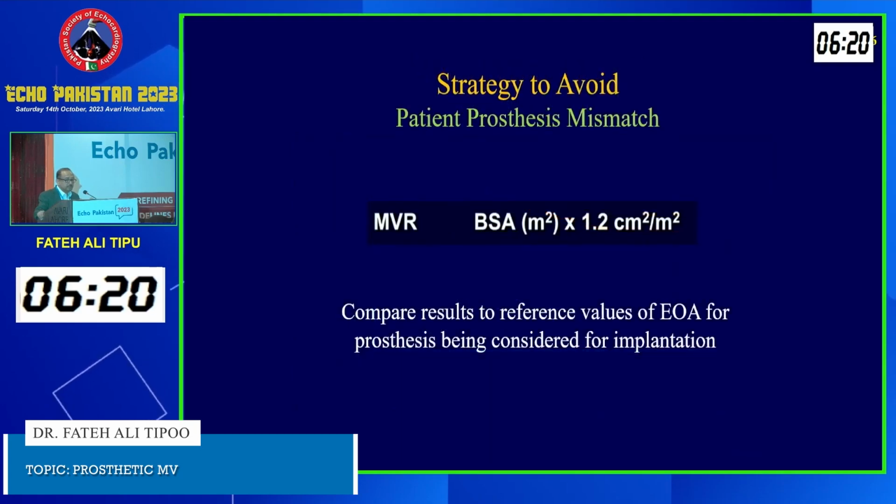And how can we prevent that? You can calculate the body surface area, then multiply it by 1.2 and compare the result to reference values of effective orifice area for the prostheses being considered for implantation, and the effective orifice area should be greater than this value.